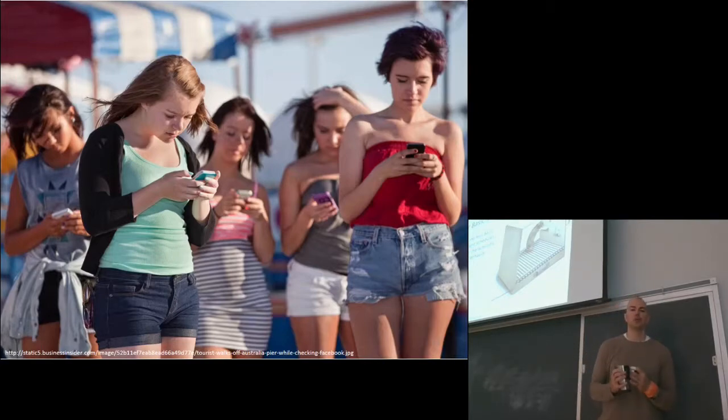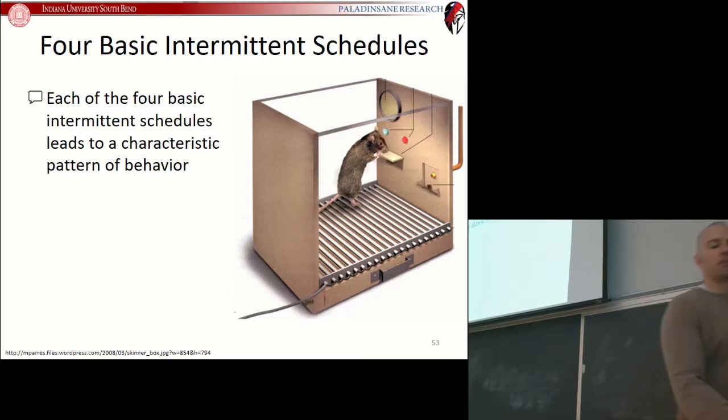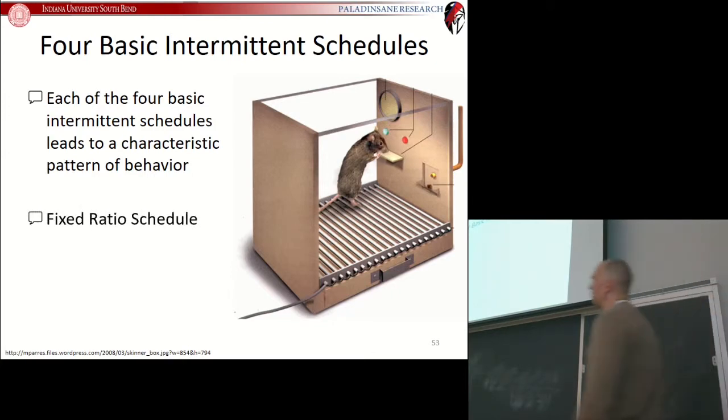All right. So those are the 4 basic intermittent schedules. As I mentioned, we study them because they lead to very characteristic patterns of behavior. These schedules, in and of themselves, regardless of the personality or characteristics of the individual, will lead to certain patterns of behavior. So let's take a look at some of those patterns. We'll start off with the fixed ratio schedule.